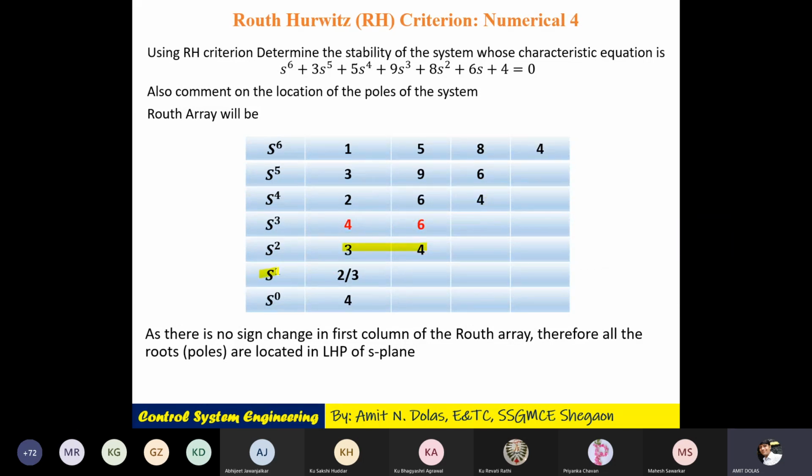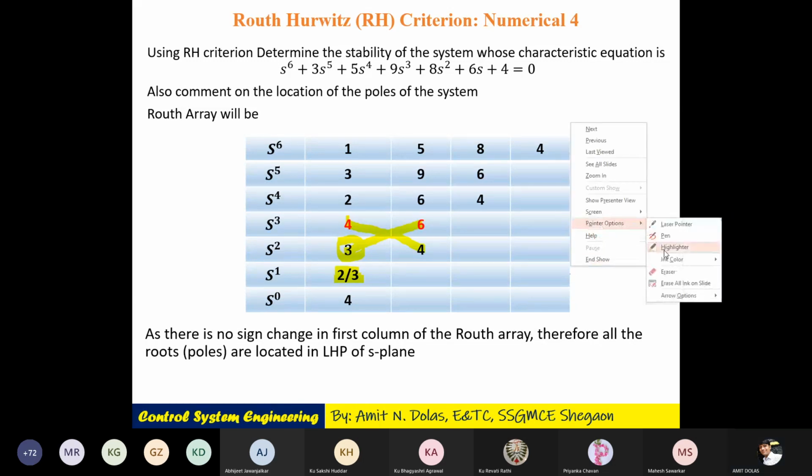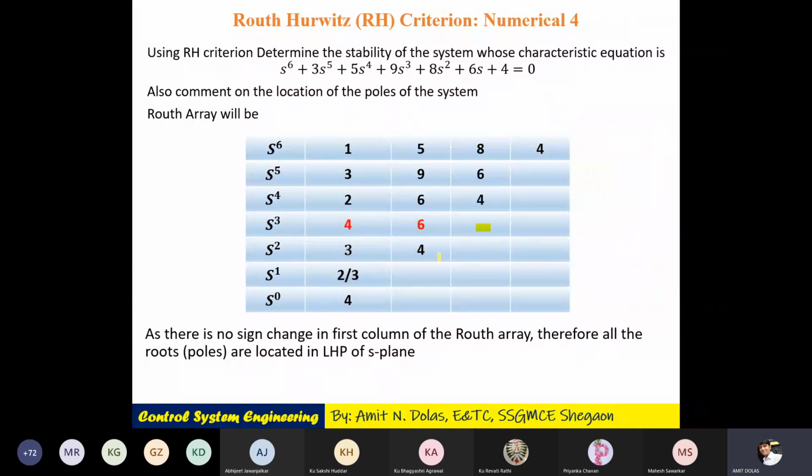Then go for s to the power 1 order, and I'm interested in this element. Then how to calculate? Just above that there is 3, 3 cross multiplication, 3 into 6, 18, minus 4 into 4, 16. 18 minus 16 will be 2, and 2 divided by 3. So thereby it is 2 divided by 3 with positive sign, of course. And lastly, यहाँ पे कोई एलिमेंट रहता तो यहाँ पे आ जाता, वो नहीं है तो it is 0.